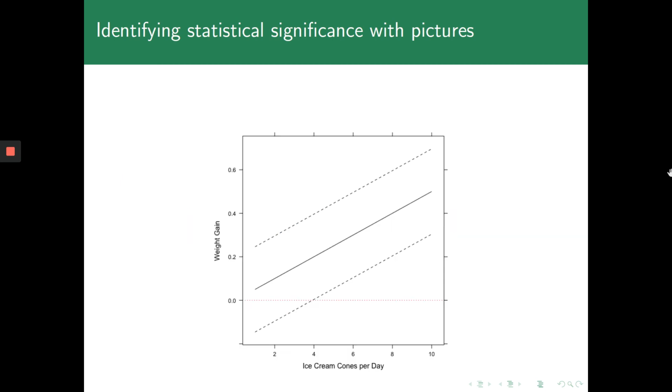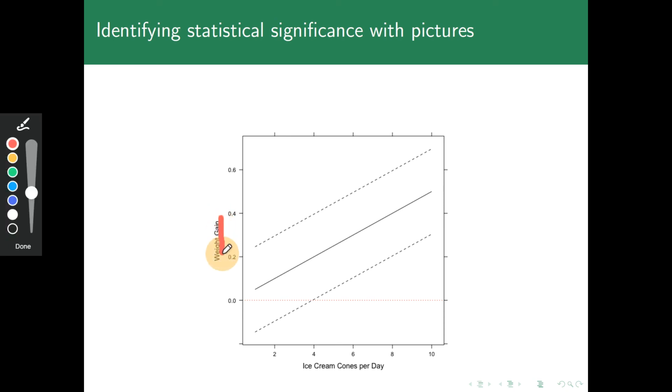So let me show you this in image form. You see here, on the y-axis is weight gain, and on the x-axis is ice cream cones per day, all the way from 1 up to 10. What a wonderful life that would be. What we see here is that for all values from 4 ice cream cones down, so from 1 to 4 ice cream cones, we see that this dashed line, that's one of the confidence intervals, crosses 0 here on the y-axis. Okay, that means for ice cream cones 1 through 4, it's possible that you gain no weight.